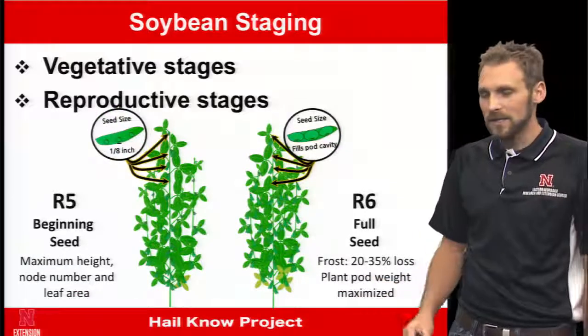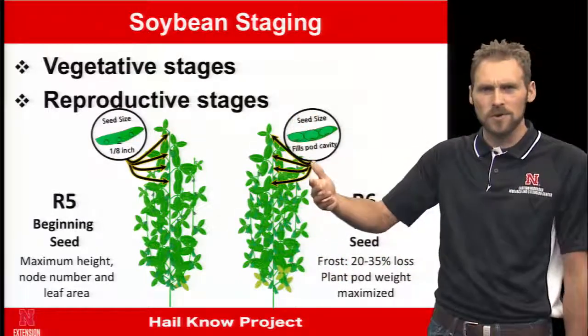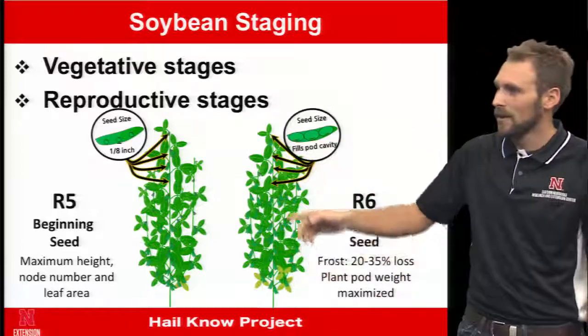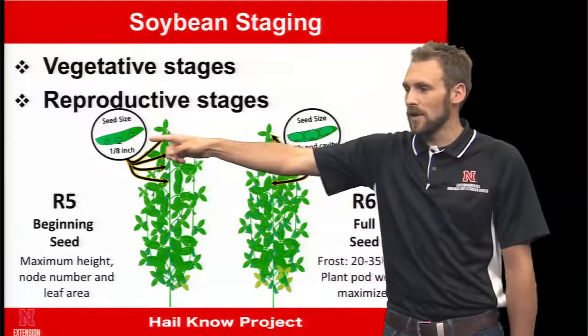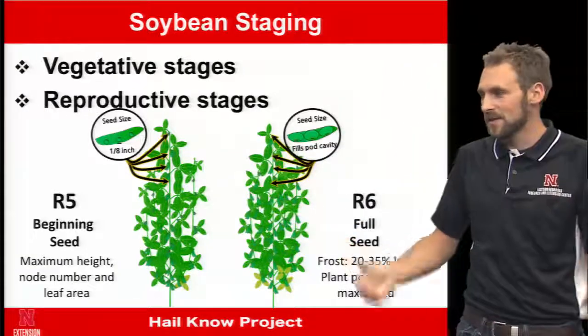Okay, R5, beginning seed. So at this point, you're going to have to pull off a pod in one of these top 4 nodes you think is most developed. Hold it up to the sun or up to the light. Don't look directly at the sun. Never do that. But you're looking for a seed 1/8 of an inch long. And once you've got that seed at least 1/8 of an inch, you're at the R5 stage.